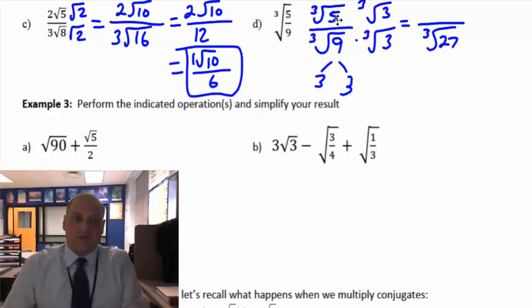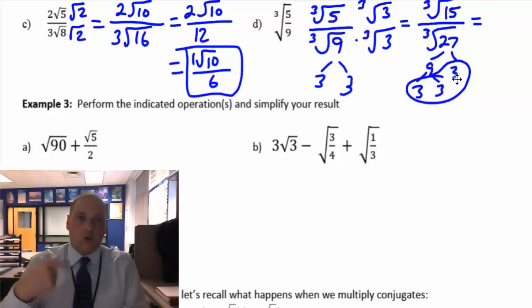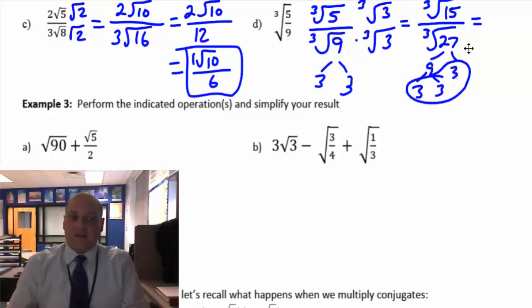Again, that's going to simplify. And then this is cubic root 15, which I don't really care about. I'm just going to leave that the way it is. And again, 27 is 9 times 3, and then 3 times 3. So see how it comes down to just one group of 3's? So that just becomes a 3.